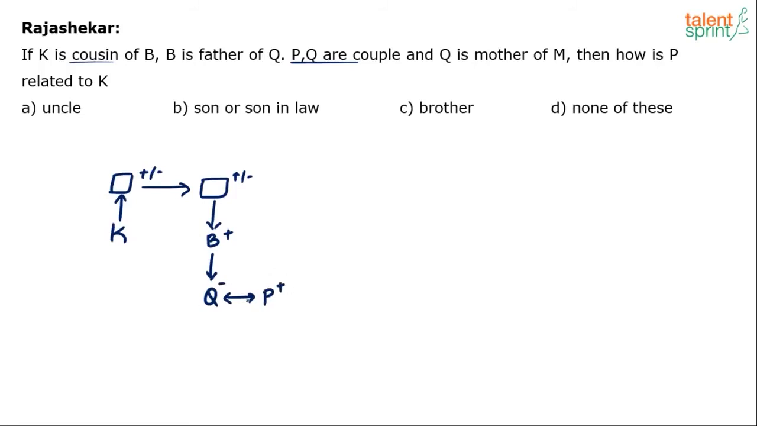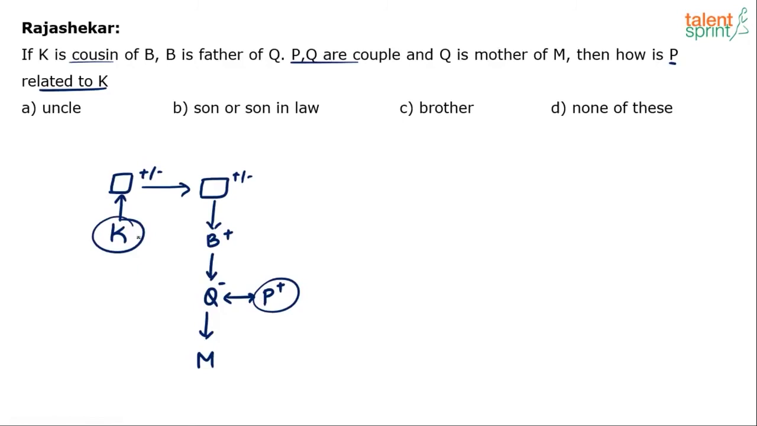Husband and wife, right? Q is the mother of M. You're able to follow? So K is the cousin of B, B is the father of Q, Q and P make a married couple, and since Q is the mother of M, P becomes the father of M. Yeah. How is P related to K? What is the relationship between P and K?